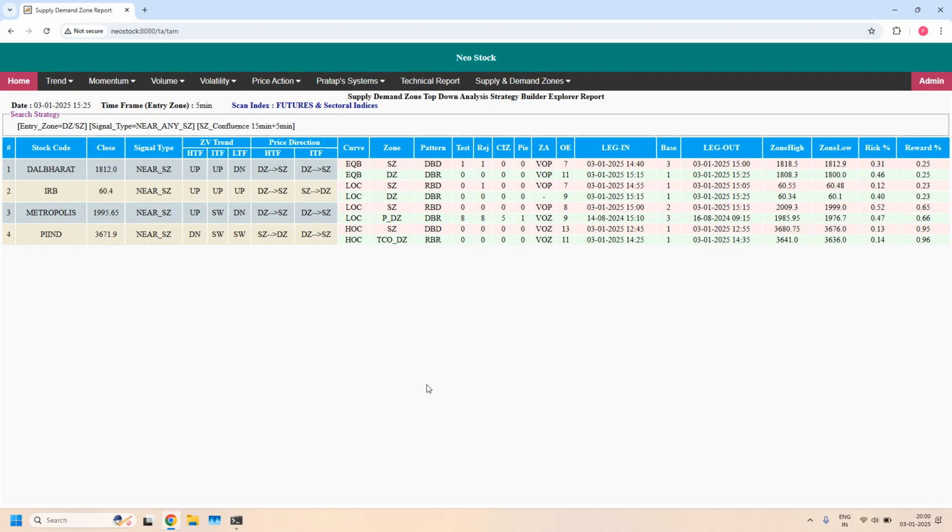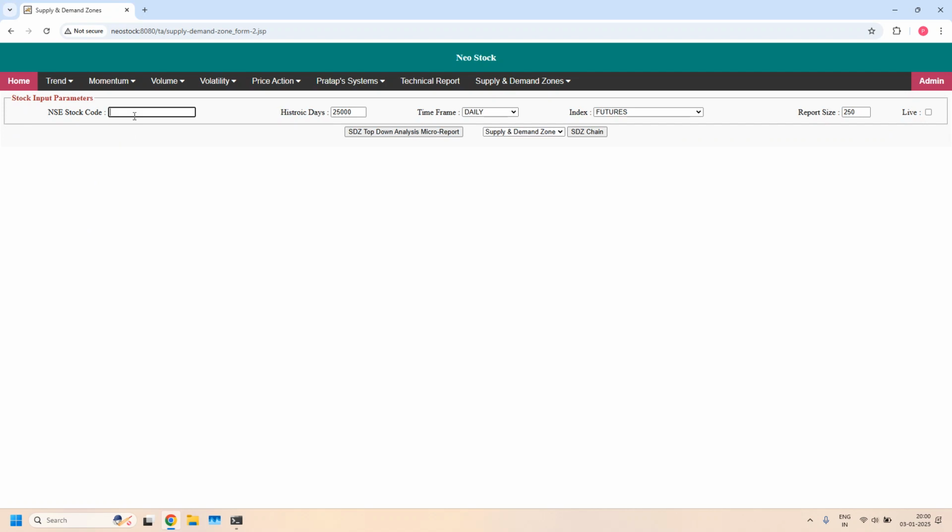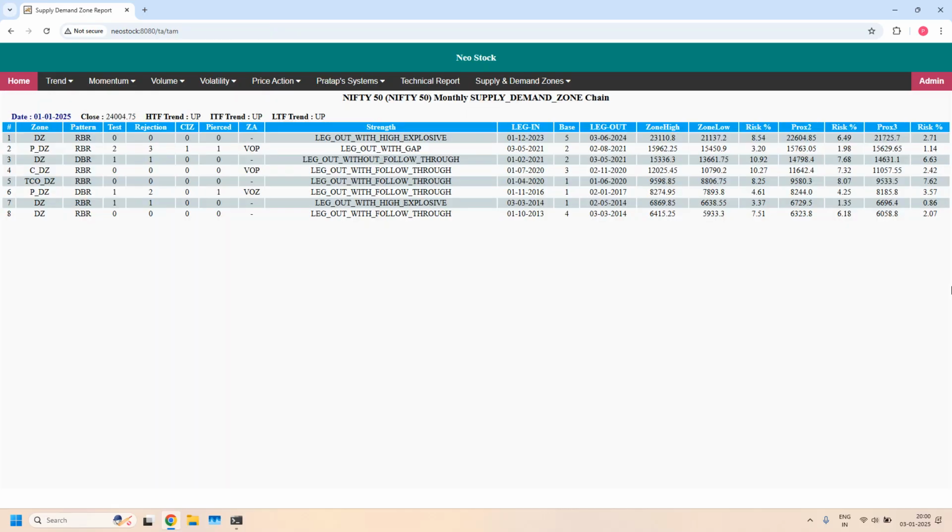Next, we will generate reports for NIFTY and BANKNIFTY supply demand zone chain. Let's generate a monthly supply demand zone chain for NIFTY. This is a monthly supply demand zone chain. Always look into the zone column to find high liquidity zones. Pierced column, any pierced zones are not valid for trading. And look into the LTF trend to find the trend of the current time frame you have selected.